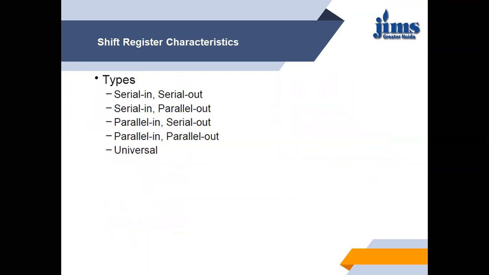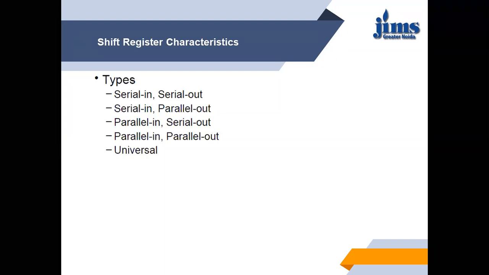Now the characteristics defined for the shift register. When we talk about the types of shift register, the first is serial in, serial out, that is SISO. Serial in, parallel out, SIPO. Parallel in, serial out, PISO. Parallel in, parallel out, PIPO, and the universal shift register. So these are the types, based on how the data goes in and how the data comes out.